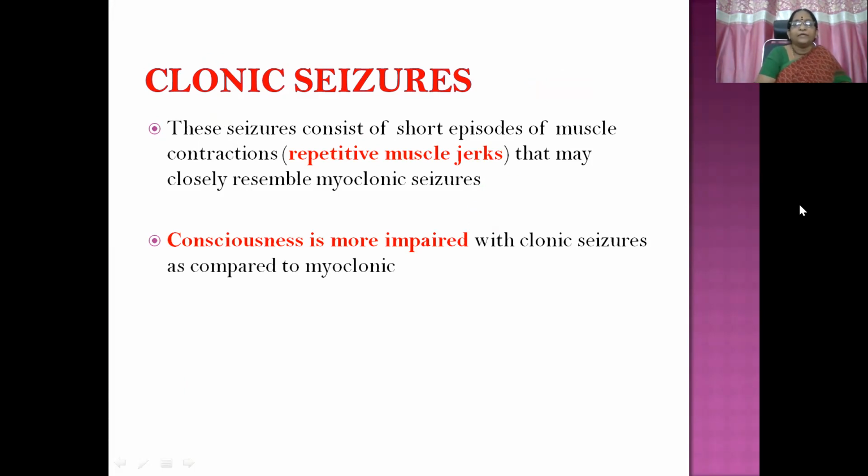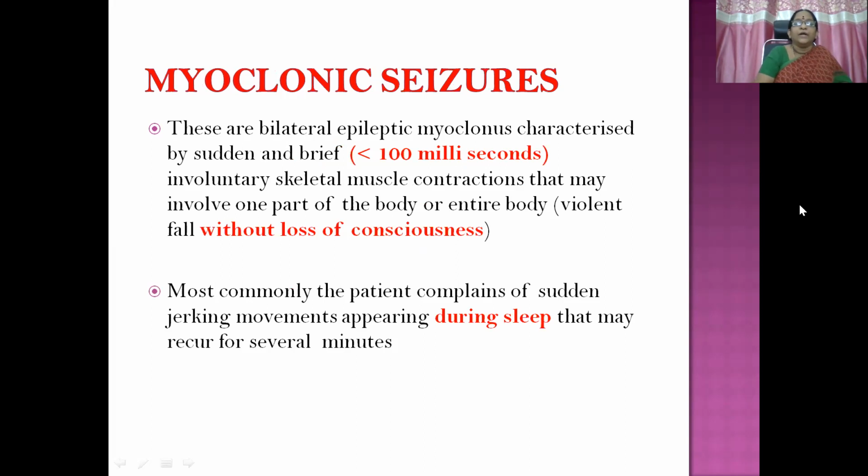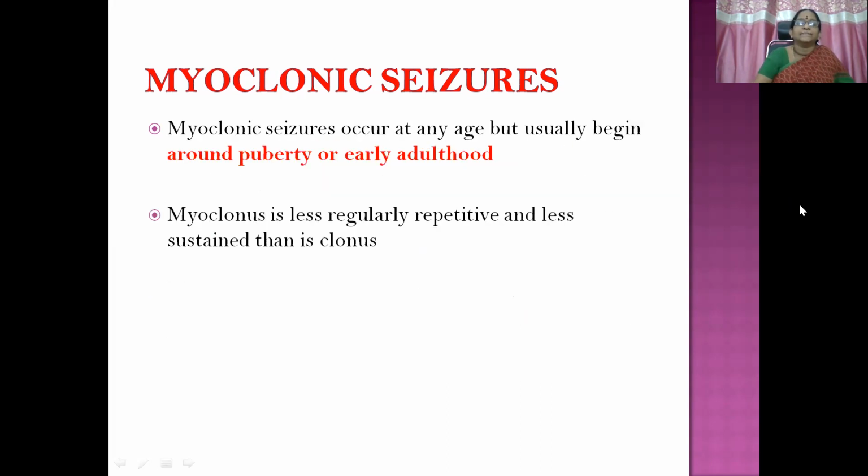Consciousness is more impaired in clonic seizures when compared to myoclonic seizures. That is the main difference between these two. Myoclonic seizures are very brief, lasting less than 100 milliseconds. They are involuntary skeletal muscle contractions that may involve one part of the body or the entire body, again without loss of consciousness. Most commonly, the patient complains of sudden jerky movements appearing during sleep that may recur for several minutes. So that could be because of myoclonic seizures.